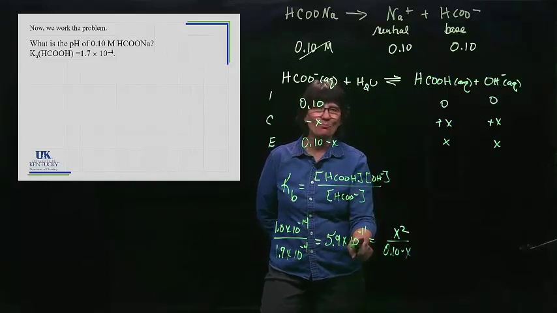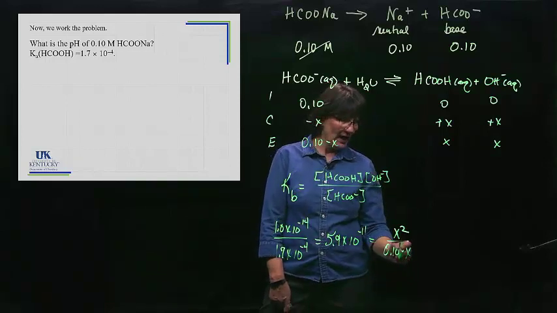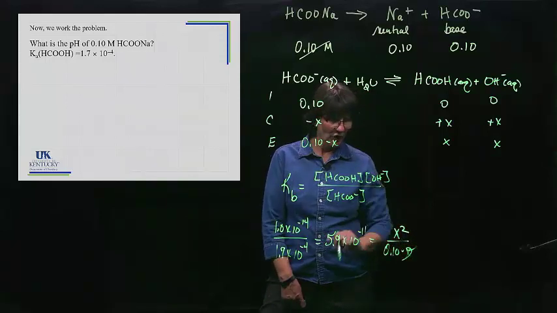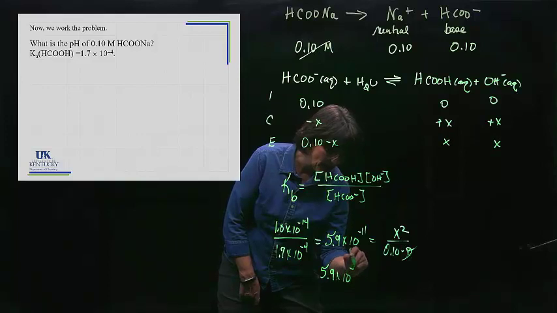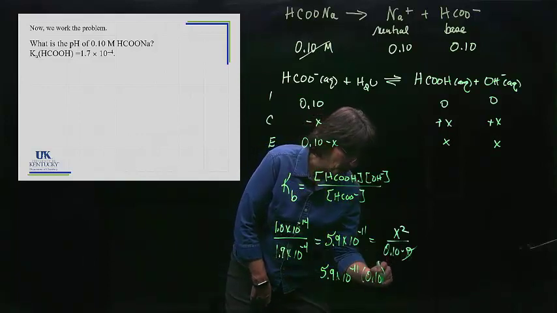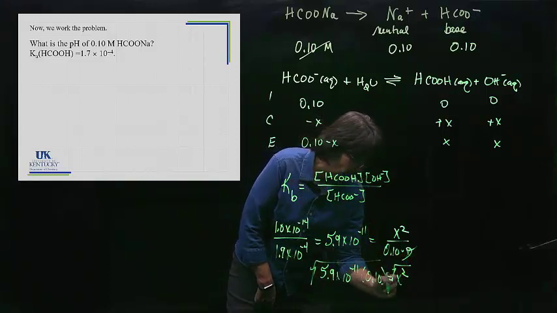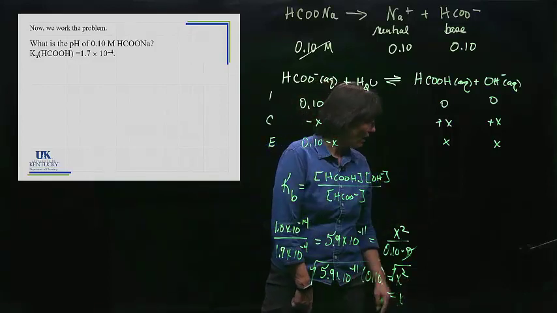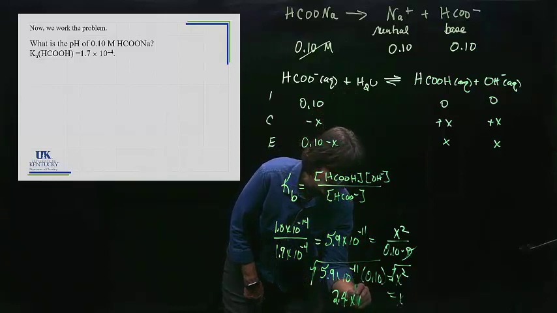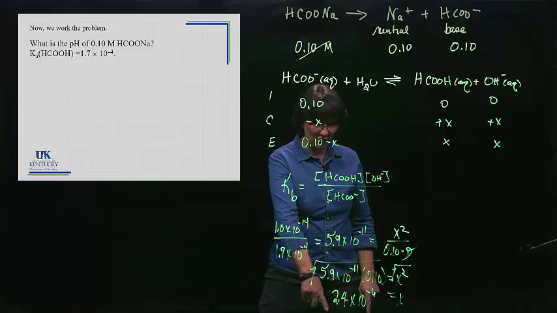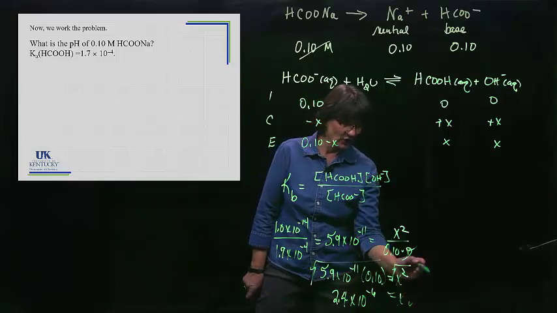We look at our very small value of the equilibrium constant and assume that X would be very, very small, and I can ignore it. And then I will solve for X. I will have 5.9 times 10 to the minus 11 times 0.10. That's equal to X squared. So if I take the square root of both sides, I get two solutions. I'm only interested in the positive solution. X is 2.4 times 10 to the minus 6. I ask myself, was that a good assumption? Is it much, much smaller than 0.10? Certainly it is. So yes, that's a good assumption.